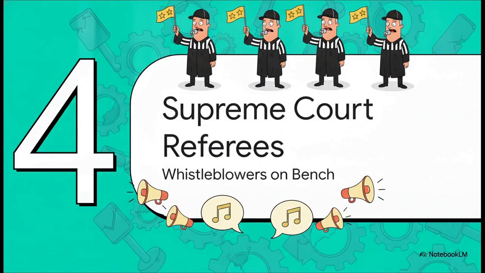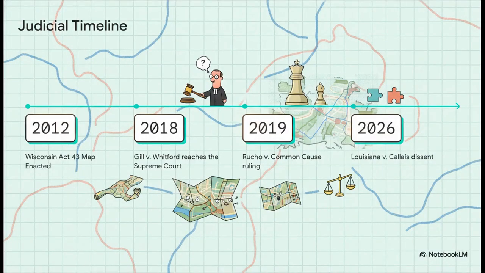Let's look at part 4, the Supreme Court referees, whistleblowers on the bench. Every game needs a referee, right? Over the last decade, challenges to these heavily partisan maps marched all the way up the federal judicial ladder. In 2018, that Wisconsin math we just talked about reached the Supreme Court in Gill v. Whitford, but the court sidestepped the core issue based on technical standing.